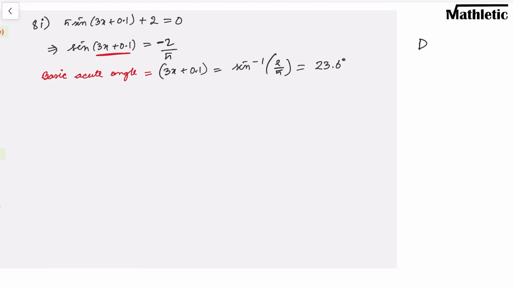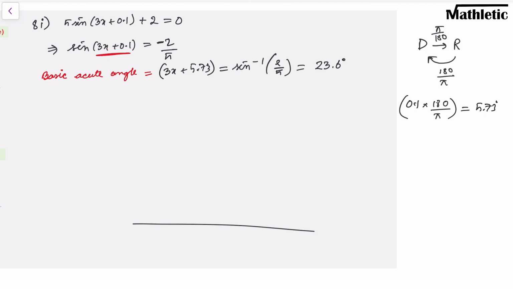So from degree to radian, if you need to convert degree to radian, it's actually multiply by pi by 180. Similarly, if you need to convert from radian to degree, you just need to multiply the angle by 180 by pi. So 0.1 is in radian mode. If I need to convert this into degree mode, I will multiply this with 180 by pi, which will be 5.73. So instead of 0.1, I will use 5.73 because I will solve this math in degree mode. At the very last line, I will obviously convert all the angles in radian mode.